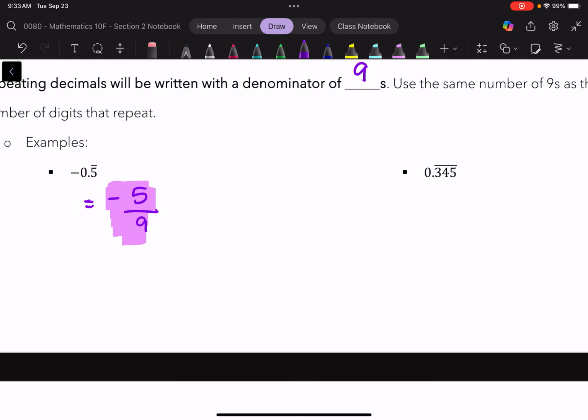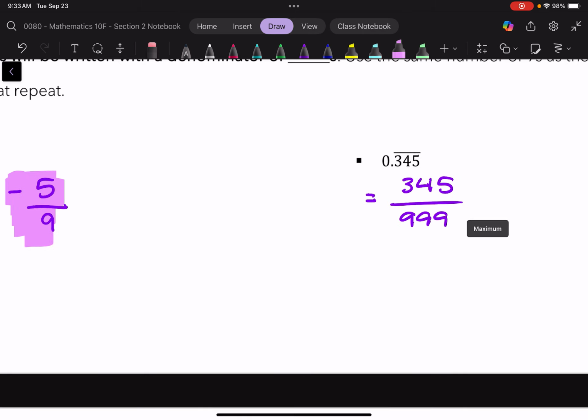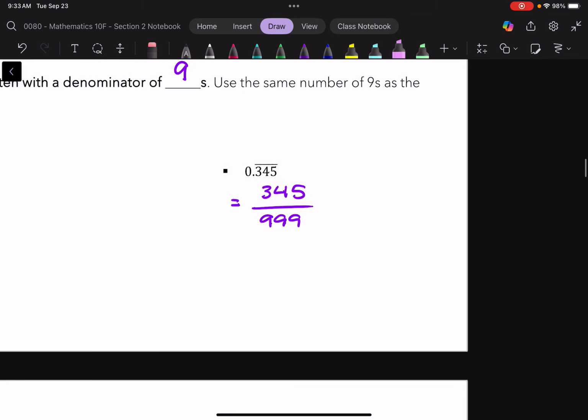Next one here. I have 3 digits that repeat, which means I will have 3 9s in that denominator. The digits that repeat are 3, 4, 5, which means my numerator has to have 3 digits, and those digits are 3, 4, 5. I'm going to take a look to see if it's divisible by anything. And we're going to use our divisibility rules to help figure that out.